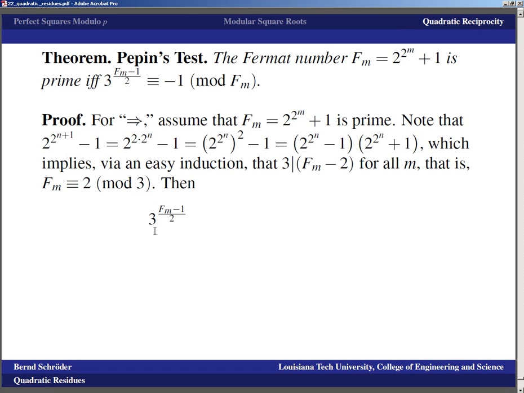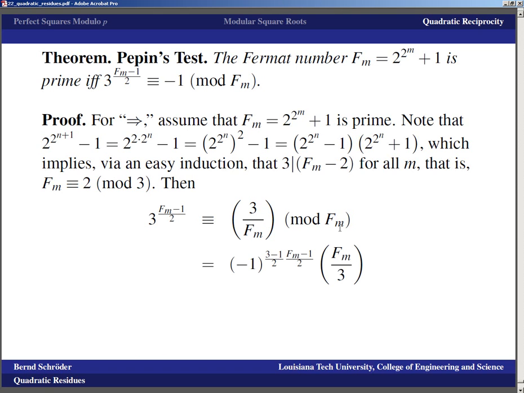And that is what we're going to use, because that will tell us now that 3 to the (Fm minus 1)/2, that is equivalent to the Legendre symbol of 3 over Fm. But that's, of course, rough to compute, modulo Fm, if it's prime. Well, that is by the law of quadratic reciprocity, (-1) to the ((3 minus 1)/2)·((Fm minus 1)/2), times the Legendre symbol of Fm over 3.